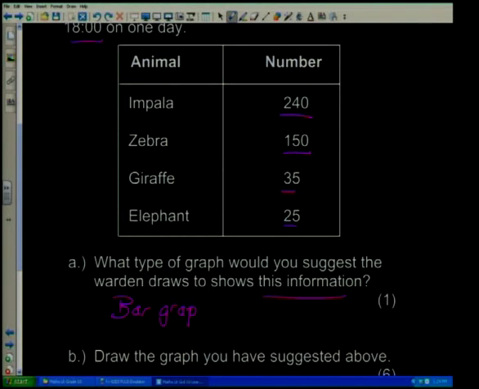Now, are there any other graphs that would work? A line graph? Well, they're not connected, so we can't draw a line graph. Histogram, we know that there's definitely a particular order. I suppose if we really had to push it, we could draw a pie chart showing the total number and the percentage of each one. But I think what the warden really wants to see is the number of each animal. So because he's looking specifically at the number of animals, it's more important that we draw a bar graph.